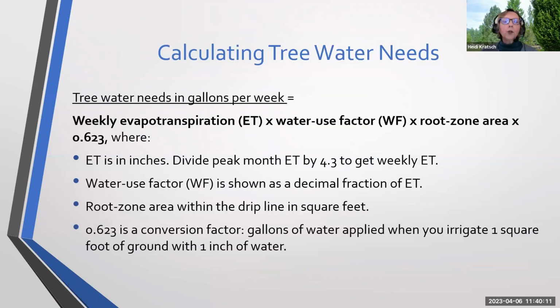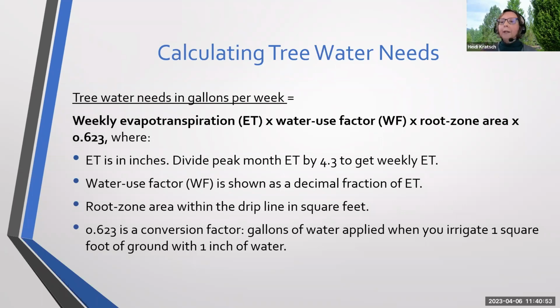All right, so we're going to use that information to calculate the water needs for our tree. And we use the equation that's shown on this slide to find the weekly water needs for your trees, because most of the time during the growing season, you're going to be watering trees once per week. So the equation is weekly evapotranspiration, abbreviated ET, times water use factor, abbreviated WF, times the root zone area, times 0.623, where the evapotranspiration rate, the ET rate, is measured in inches.